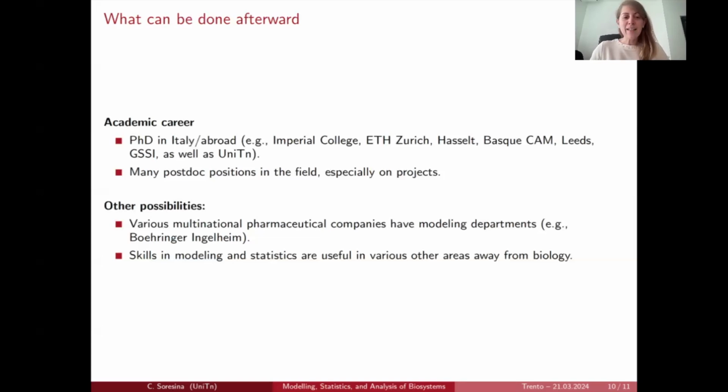And also the skills that you are going to develop during the track, the master, are useful for other areas far from biology, not only in biology. So the modeling applies also to other contexts.